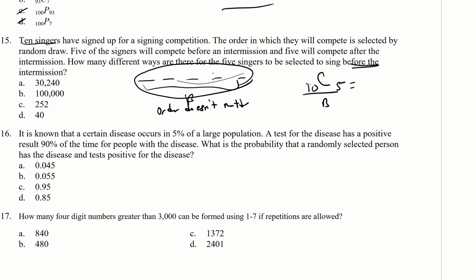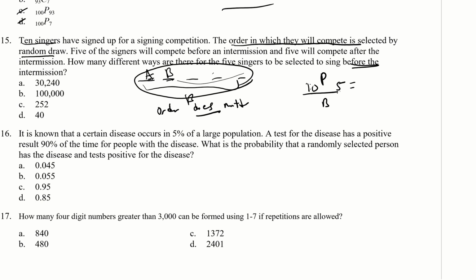Actually, now looking at it, it says the order in which they will compete is selected by a random draw. So order does matter. Okay, sorry about that. I missed that one little sentence there. So order does matter. If I put Anne first before Beth, then Anne's going to go first, then Beth. Otherwise, if I put BA, then Beth will go first, then Anne. So here the order matters, so we're going to use a permutation instead. So permutation of 10 objects, 10 singers chosen 5 at a time.